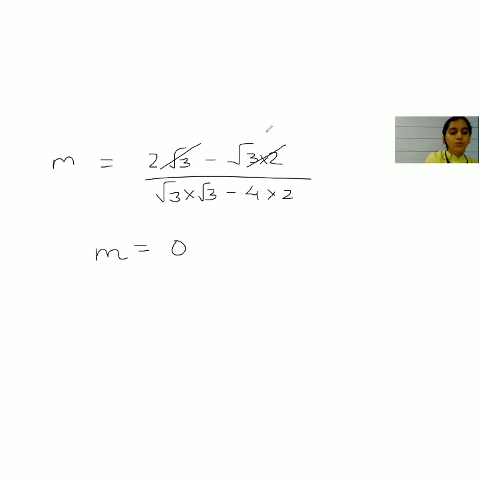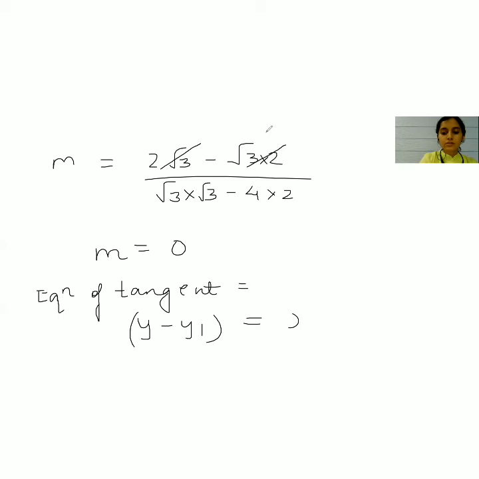That means what will be the equation of the tangent? The equation of the tangent is y minus y1 equal to m into x minus x1.